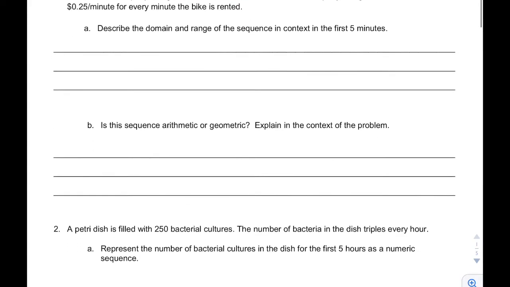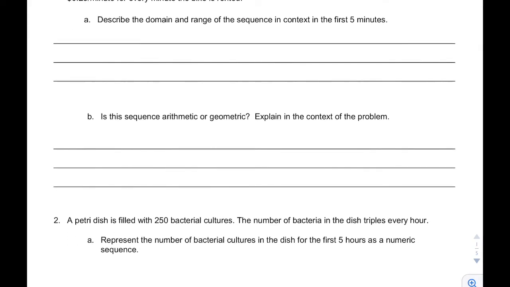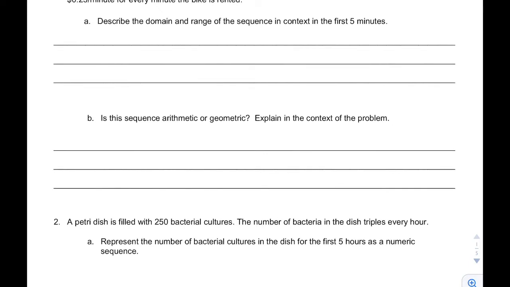Alright, so number 1. A bike rental company charges $12 to rent one of their bikes. The company charges an additional, that's a key word there, additional, that's going to be adding, 25 cents per minute for every minute the bike is rented. So let's see if we understand what's going on here before we even read the problem. We're renting a bike, and it costs $12 to rent the bike initially, and then for every minute that the bike is rented, we have 25 cents to pay.